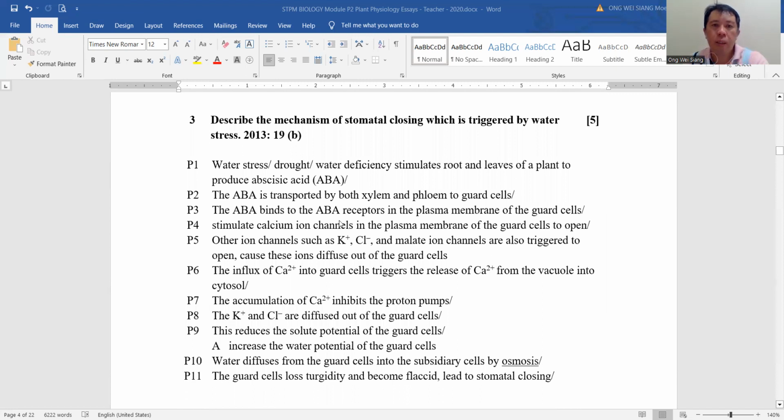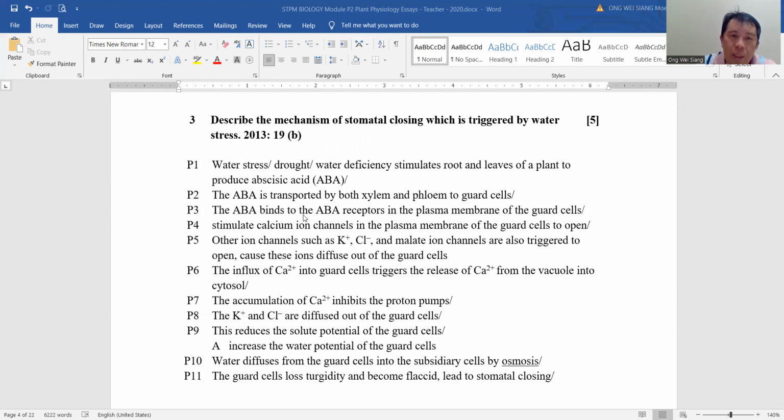Describe the mechanism of stomata closing, which is triggered by water stress. This question talks about the mechanism of stomata closing triggered by water stress. So we must use ABA. Water stress, or drought, or water deficiency stimulates the root and leaf of a plant to produce abscisic acid. This abscisic acid is transported by both xylem and phloem to the guard cells.